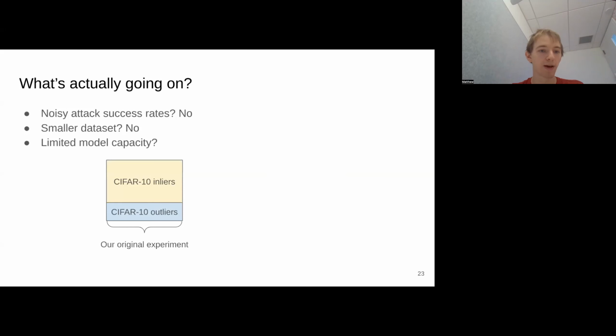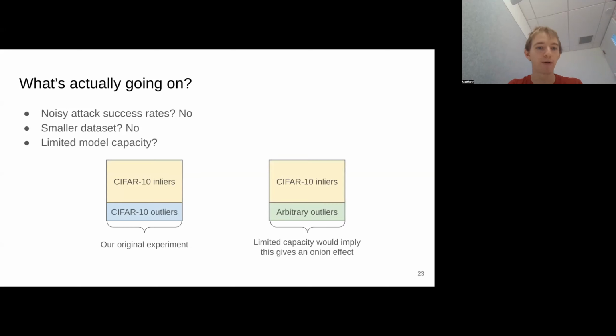Here's our original experiment. The one we use to test this is we take the same 45,000 CIFAR-10 inliers, and then we add completely arbitrary outliers, things that the model would need to memorize in order to get good loss on them. The specific thing we did here was we took CIFAR-100 examples with completely random labels. If the model only has a limited amount of capacity to memorize these points and be vulnerable to membership inference, you would expect that adding these arbitrary outliers would have the same effect on the CIFAR-10 inliers.